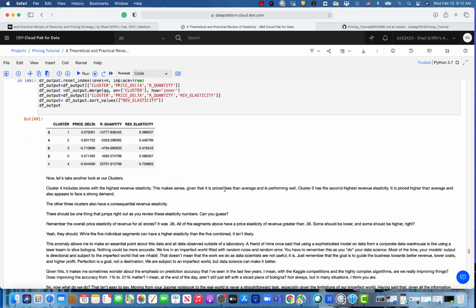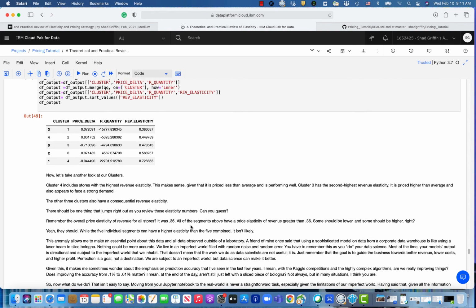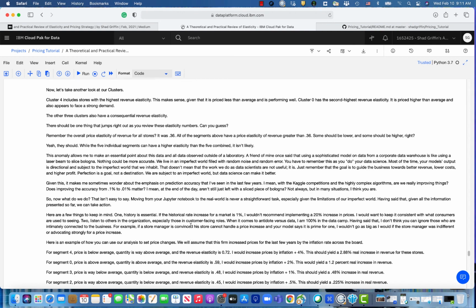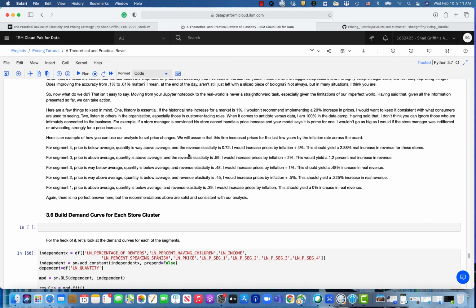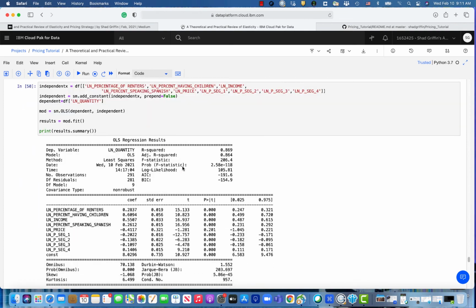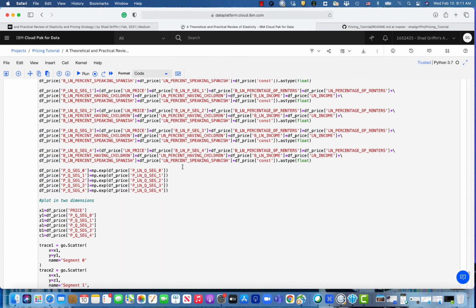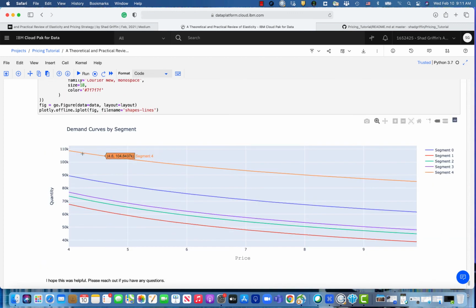And then based on this information, it's not a crystal ball for sure, but you can actually make some real fundamental pricing decisions. And like what I went through here, I said what I would do, making some assumptions about what's been done in the past, how I would approach this market. And then finally, down here at the bottom, I calculate the constant elasticity demand curve for each segment. And you can see segment 4 has the highest demand, and segment 1 has the lowest curve.